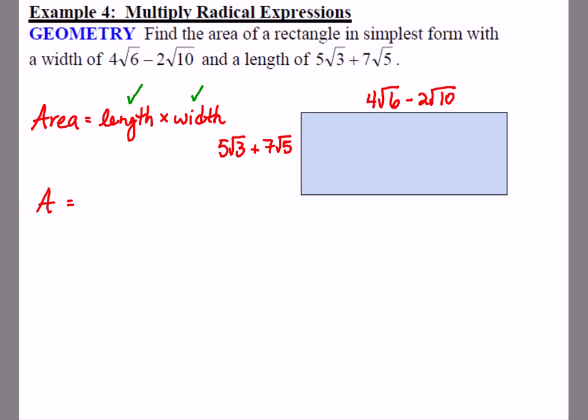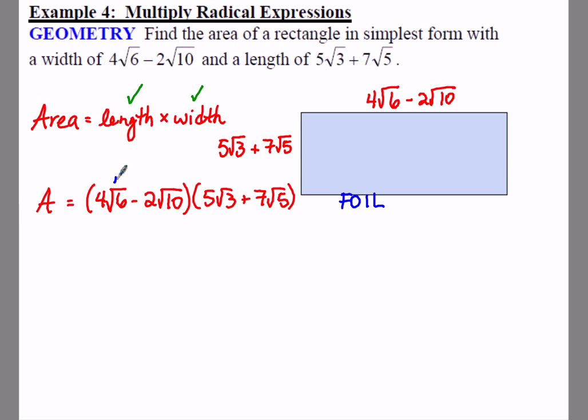So we're going to rewrite our length and our width. It doesn't really matter what order they go in. But you're going to have a binomial times another binomial. And this will be where we're going to use something we learned a long time ago called FOIL. So we're going to have to multiply our first terms together.